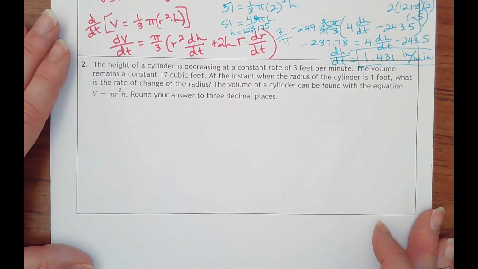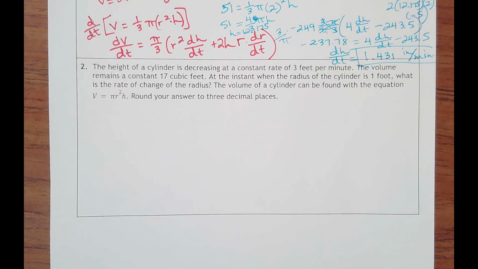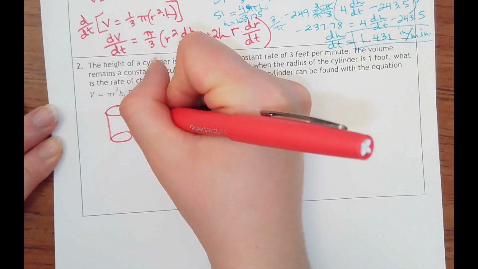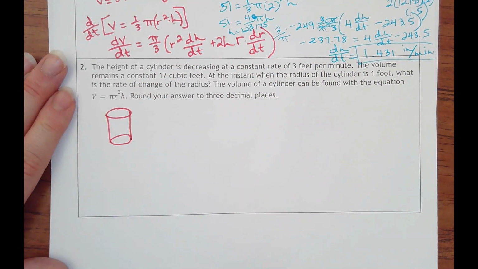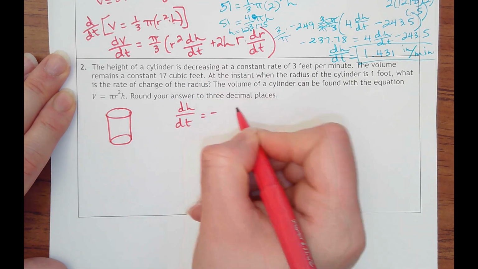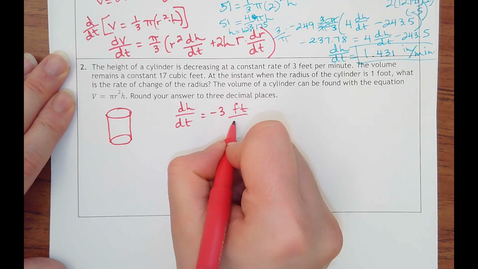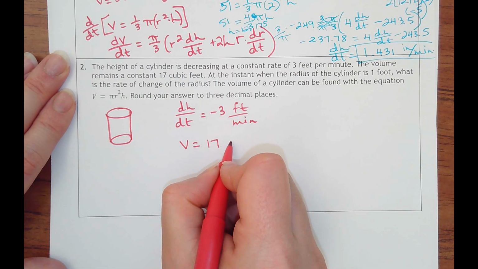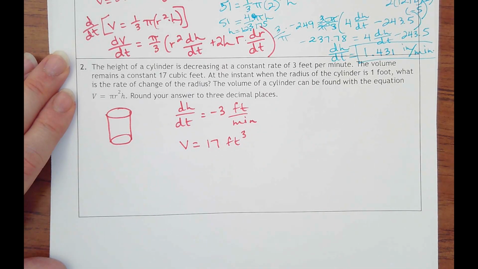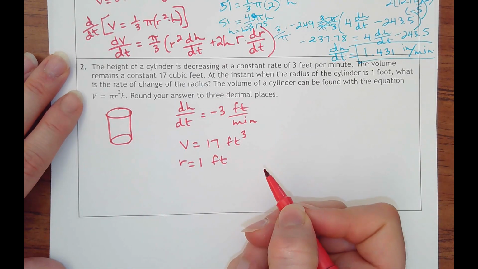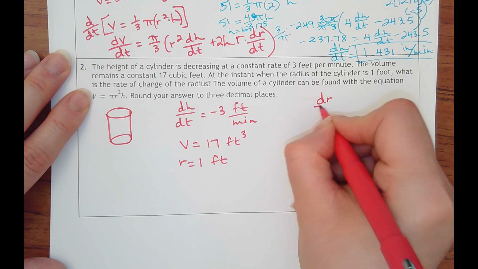Okay, number 2. This time it's the height of a cylinder. Let's just go ahead and pick it apart while we read. The height of a cylinder is decreasing at a rate, so dh/dt is losing 3 feet per minute. The volume remains at a constant 17 cubic feet. That's kind of weird. The volume stays the same, but the height is going to shrink. It must be getting wider. At the instant when the radius is 1 foot, what is the rate of change of the radius?